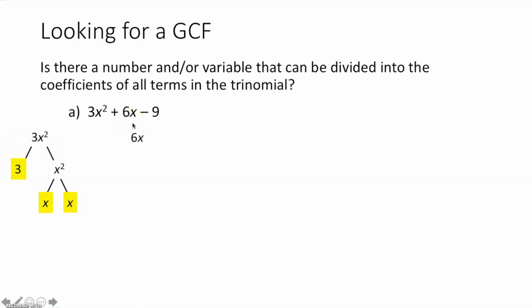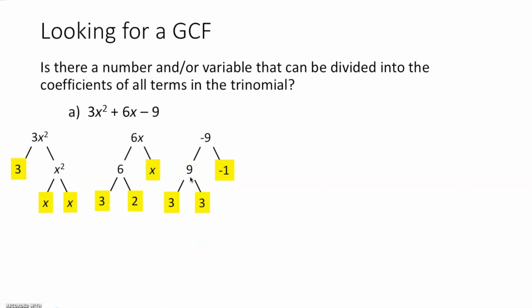Now let's break down 6x into its factors. So 6x breaks down into 6 times x, and then 6 we can break further into 3 times 2. Lastly, -9. We can break into its factors. That's just going to be 9 and -1 first. We want to take out that negative, and then we can break 9 into 3 times 3. Perfect. Now, in order to find a GCF, each term must have that factor in common. So let's look. Do each of these terms have a common factor? Yeah, it would be this 3.